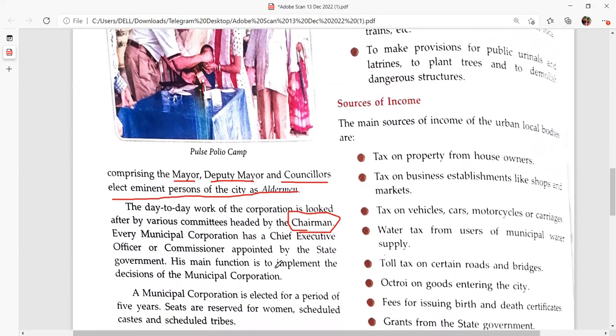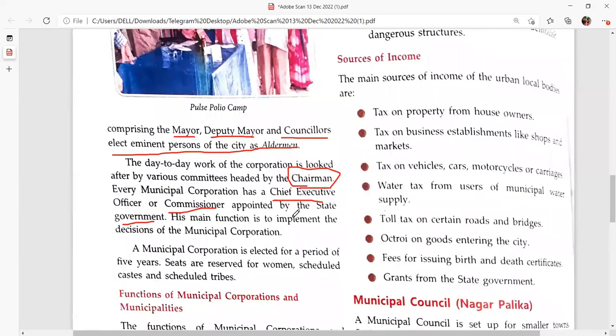Every municipal corporation has a chief executive officer or commissioner appointed by the state government. In your block samiti, the state government representative is your BDO, block development officer. In your Jila Parishad, the state government representative is your collector. In a municipal corporation, the state government representative is a commissioner or chief executive officer, known as the municipal commissioner.